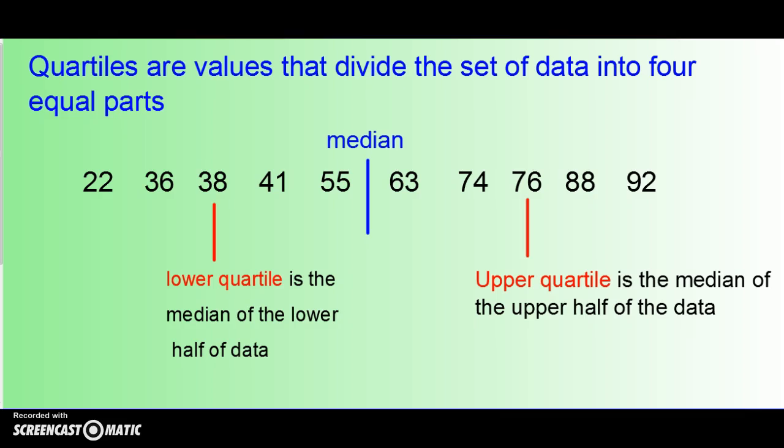The quartiles are values that divide the set of data into 4 equal parts. As you can see, quart is usually referenced to 4, like quarter or quarts in a gallon. And so we're dividing into 4 equal parts. The median you're familiar with. And then the middle of the lower half of the data is called the lower quartile. The middle of the upper set of data is called the upper quartile. So you're not finding the mean, you're finding the median of both.